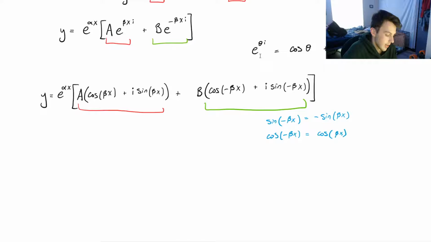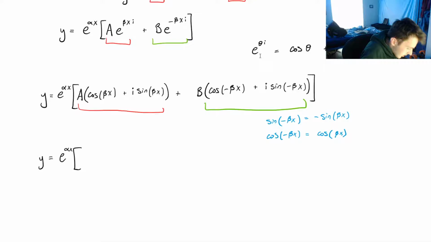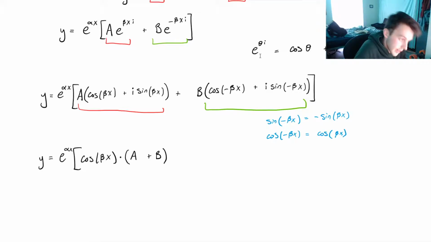Okay. So if we were to simplify this, we could factor out our cosine of beta x, and so we got e to the alpha x, and this is cosine of beta x, and then we're multiplying this by the quantity a plus b, right? Because we just turned this guy in blue into cosine beta x, so we've got a plus b, right? Okay, a plus b cosine beta x.